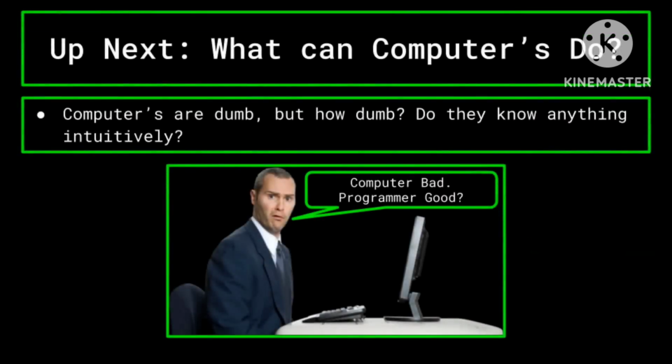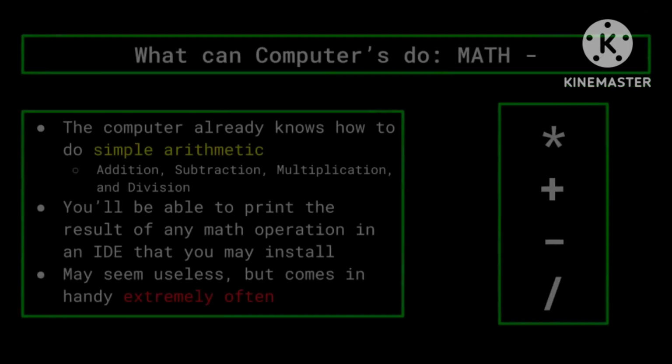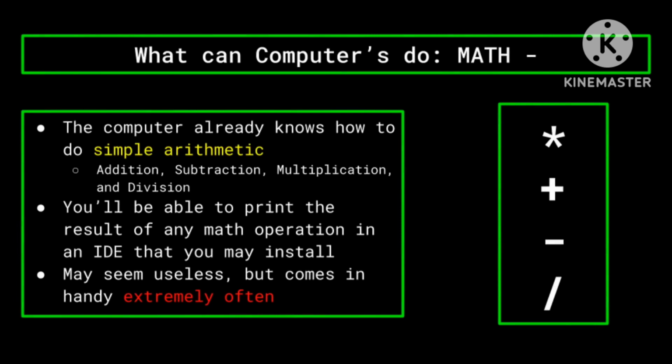So now that we know a bunch of information about programming languages and how and where to write them, along with the print statement under our belts, let's go over some intuitive things that the computer can do all by itself, without you having to tell it how to. More specifically, we'll be covering some basic number mathematics, as well as string math. Starting off with basic mathematics, the computer already knows how to do simple arithmetic. This includes addition, subtraction, multiplication, and division, all of which are represented by the symbols shown on the screen now.